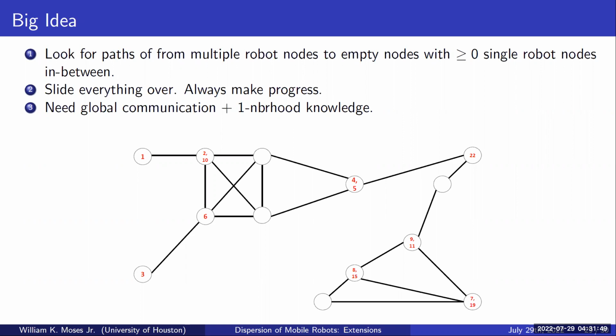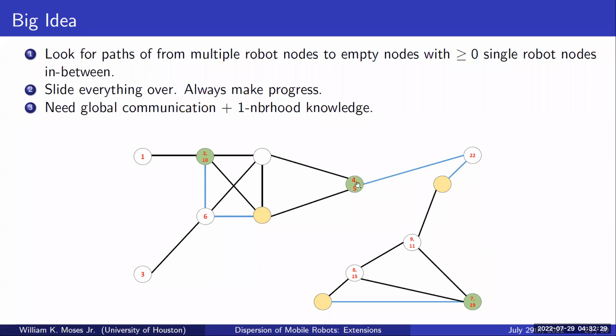And how did they solve the problem? Well, what they do is they look for paths from multiple robot nodes to empty nodes. So for instance, here is a node with multiple robots. Here's an empty node. Let's look at one path that leads to it. So here and here. Here's a node with multiple robots. Here's an empty node. Here's a node with one robot. And here's an empty one. This is another path to an empty node.